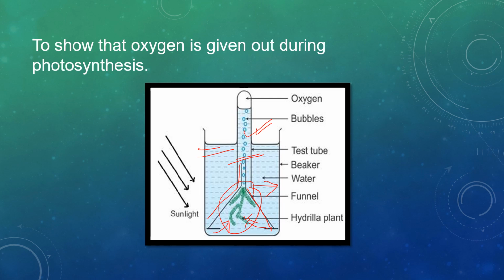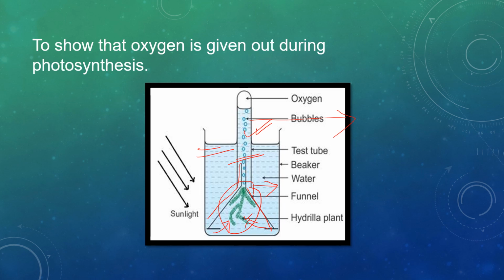Now we are placing this apparatus in sunlight or bright light for 2 to 3 hours. So what is the observation? You can see the observation here in the diagram itself. We are observing that bubbles of gas appear from the cut end of the stem. Okay, and this test proves that oxygen is being produced.